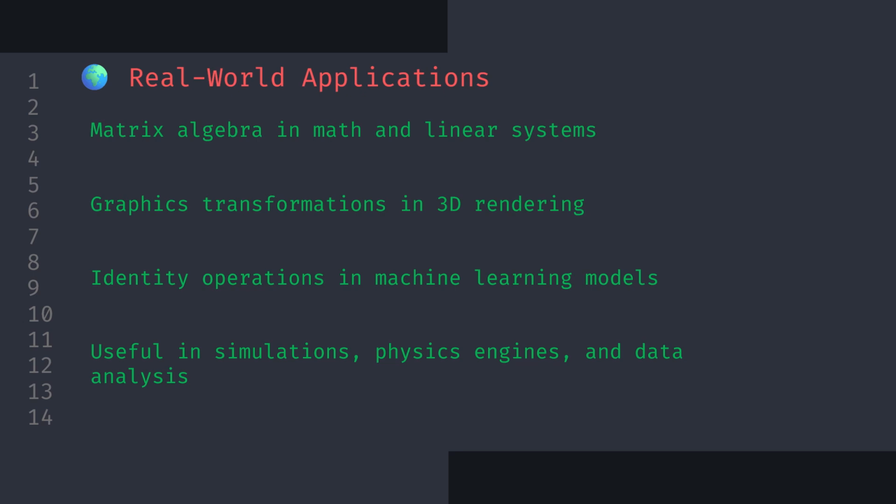Identity matrices are critical in many technical fields. They appear in math for solving linear equations. In computer graphics, they preserve object positions. You will also find them in neural networks and scientific computing.